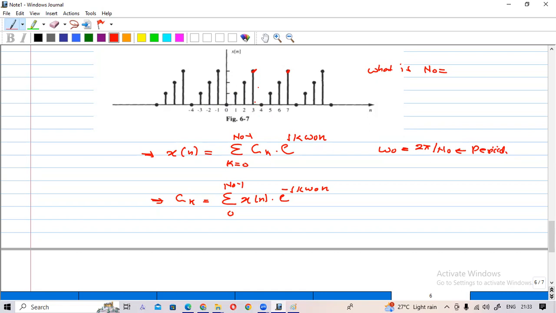Now you have to calculate the number of samples. 1, 2, 3, 4. That is 4. And N naught is equal to 4.